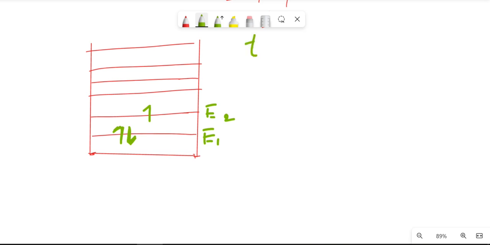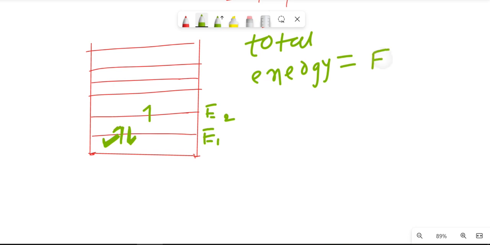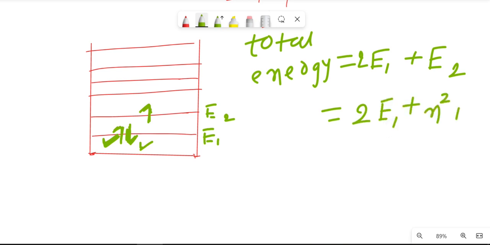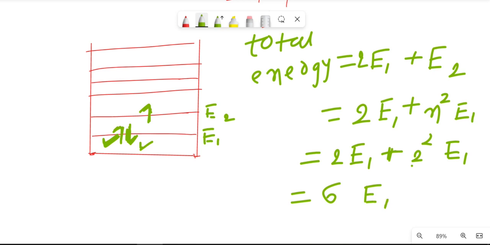So the total energy will be equal to: here 2 particles, so the energy of this particle must be E1 plus the energy of this particle is also E1. So can I write that E1 plus E1 is equal to 2E1, and here we have 1 particle, so the energy of this particle can be written as E2. So the total energy will be 2E1 plus E2. So here 2E1 as it is, and you know E2 is nothing but n square E1. So 2E1 plus, I put n as 2, so I will get 2 square E1. So it will be 4 plus 2, so finally the energy will be 6 E1.